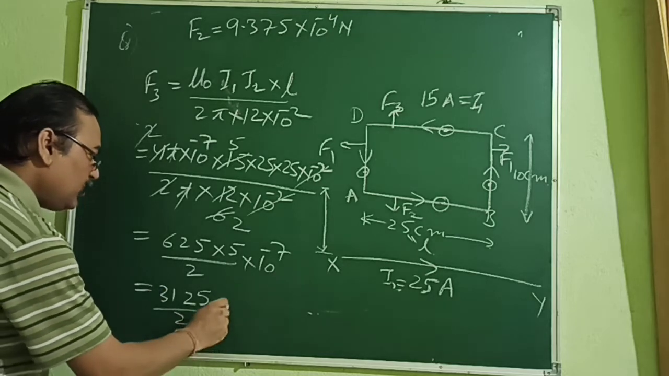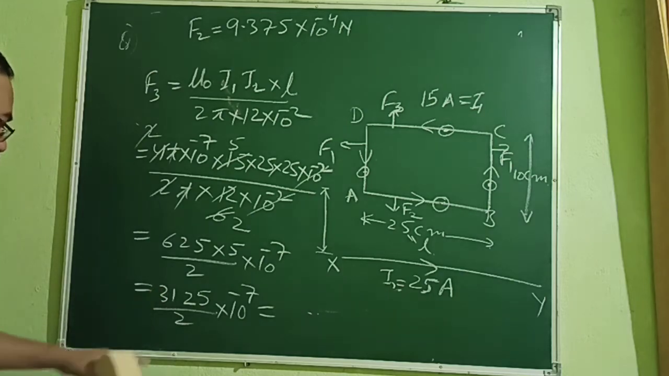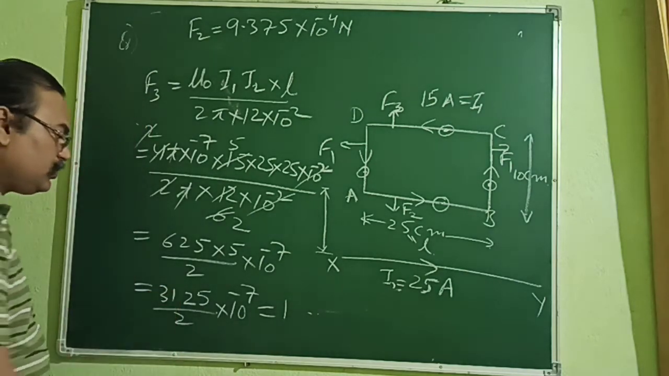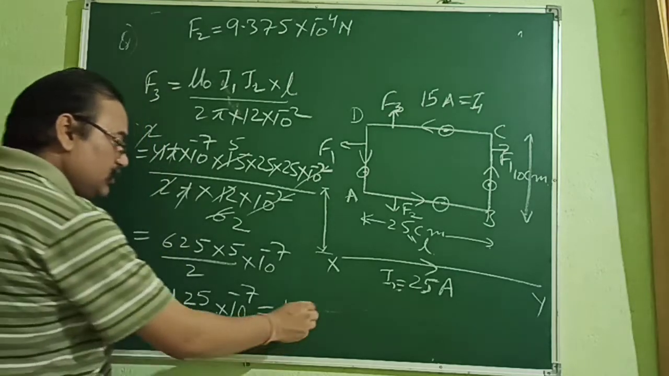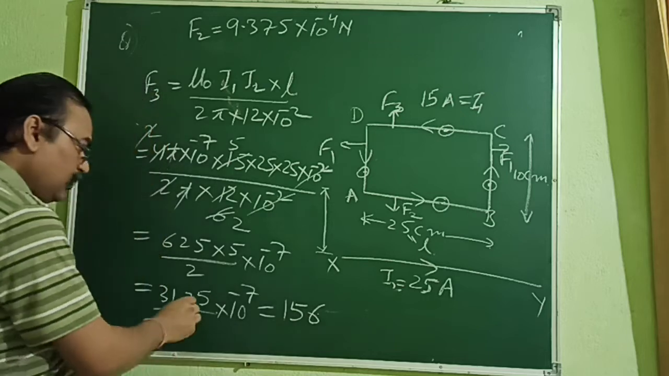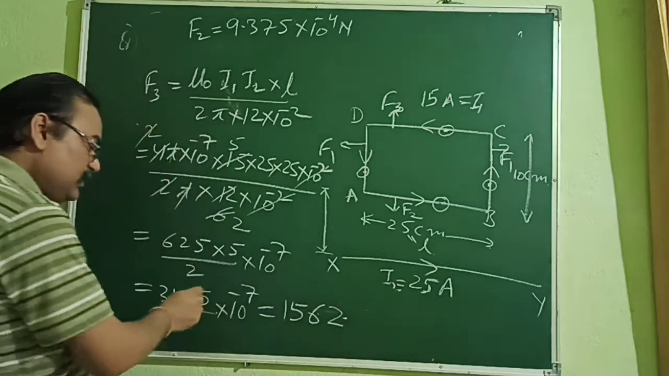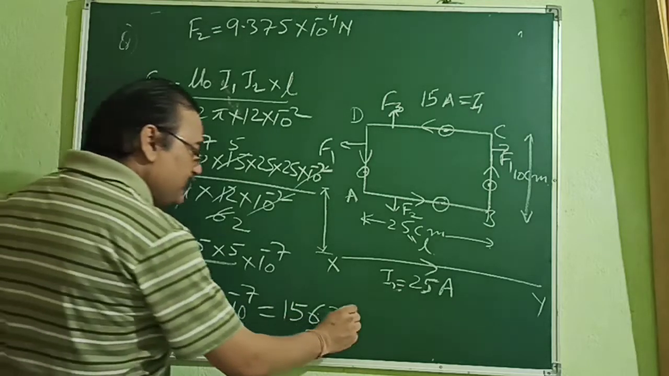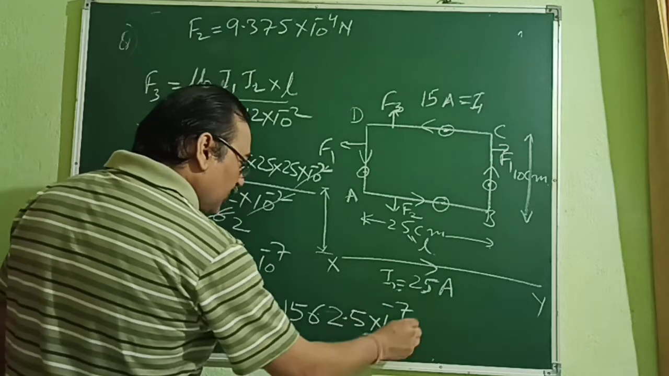This upon 2 into 10 raised to the power minus 7. We have to divide it by 2. So 2 1s are 2. 1 is left, 11. So 2 5s are 10. Again 1 is left. So 12. 2 6s are 12. Okay. 5 is there. 2 2s are 4. Okay. 1 is left. So after decimal you will get 0. It will become 10. So 2.5 into 10 raised to the power minus 7 Newton.